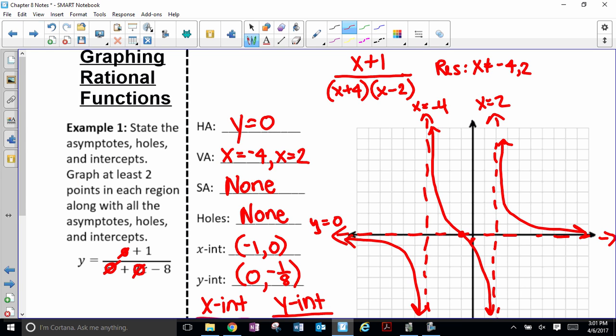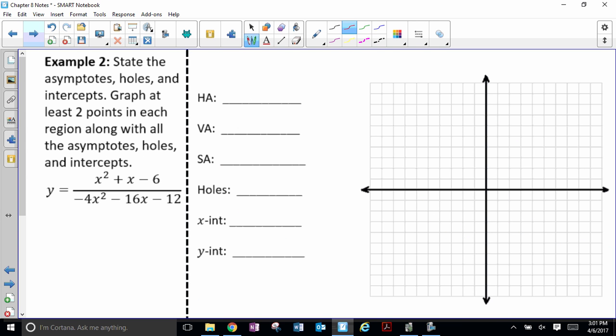Okay, let's try the next one. Okay, so first let's start with horizontal asymptotes. So what we have here, we have x squared and x squared. So what do we do when they are the same? Well, when they're the same, we look at the coefficients in front, the leading coefficients. So we have 1 over -4. So then my horizontal asymptote is -1/4.